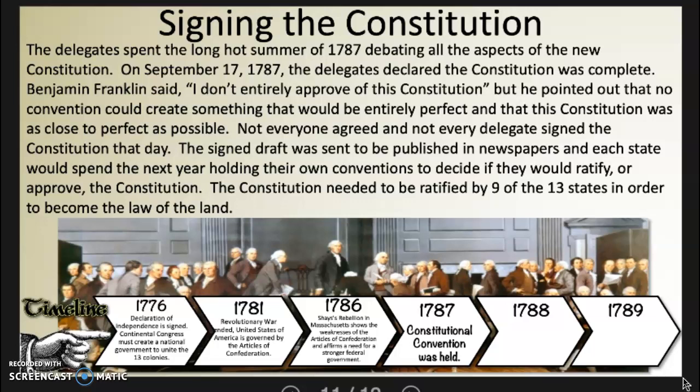So a signed draft was sent to be published all over the states, and the delegates returned to their states to begin the debate of whether their state wanted to approve or ratify the Constitution. In 1788, nine of the 13 states ratified the Constitution, which is what the delegates agreed to in terms of making it the law of the land. And then in 1789, so just a year later, we held our first election for president, and George Washington was elected the first president of the United States.